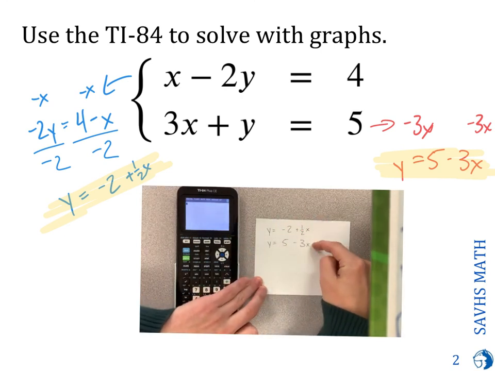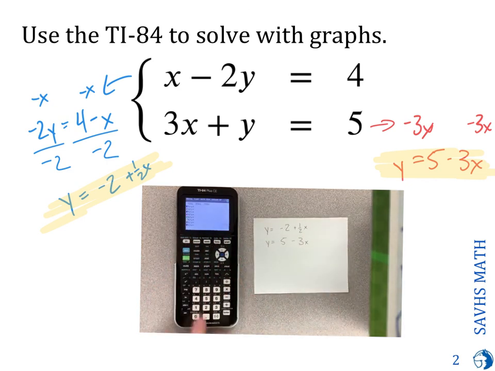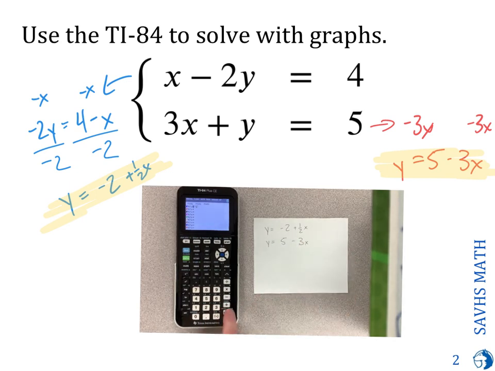Okay, so I'm going to solve this system of equations that we got by solving for y on both of the equations with the graphing calculator. So I'm going to start by pressing y equals. I'm going to type in this first equation. So negative 2. Make sure to use the negative key, not the minus. You'll get an error if you use the minus. Negative 2 plus, this time I'm going to do something fancy to get a fraction, so I'm going to press alpha y equals, and then enter. Then you can type in 1 over 2, and then the x is right next to the alpha button.